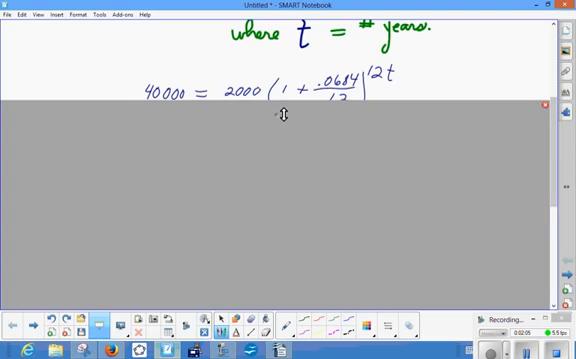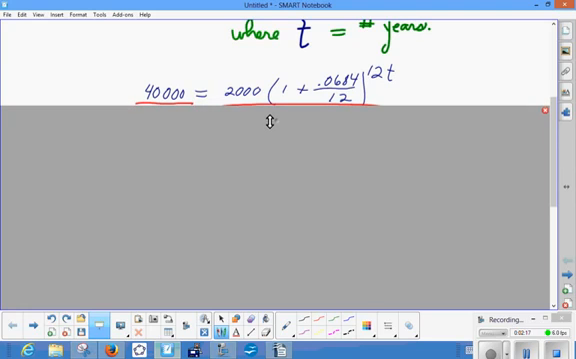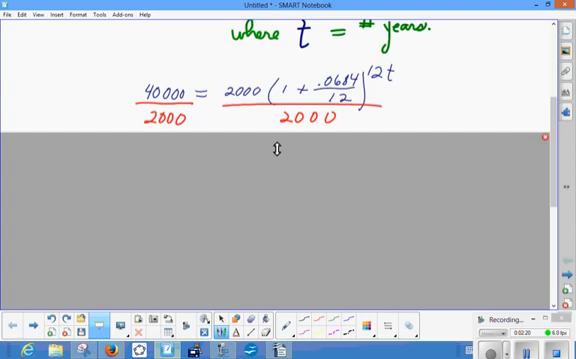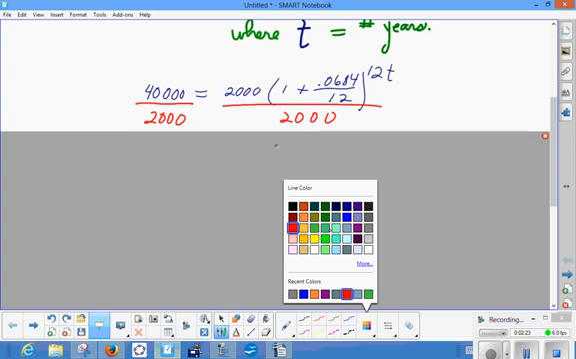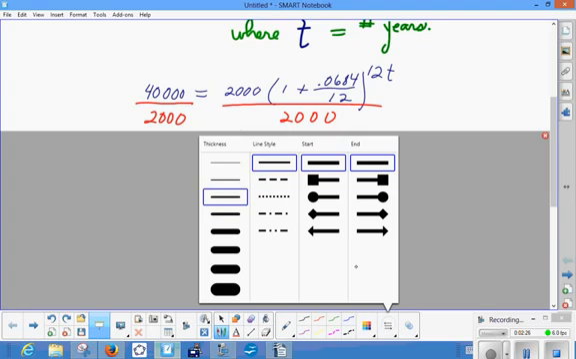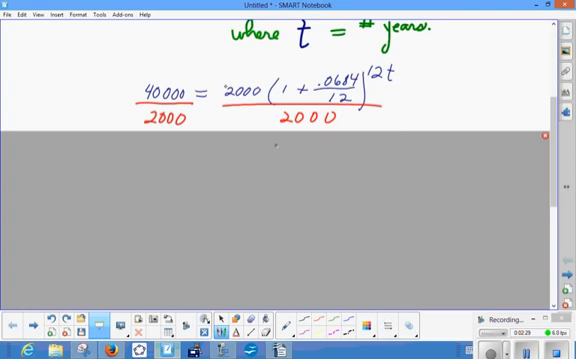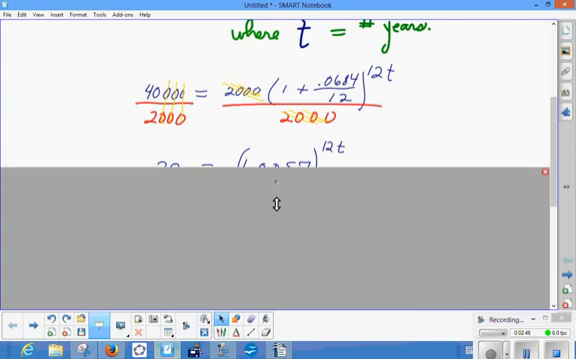Let's solve this equation. I'm going to do it algebraically. If you want to do it graphically, that's your choice. But in this video solution, I'm only showing the algebraic solution. Here's our equation. I'll divide both sides by 2,000. And when we do that, 2,000's quotient is 1, effectively getting rid of that on the right. And on this side, 40,000 divided by 2,000 is 40 divided by 2, or 20.